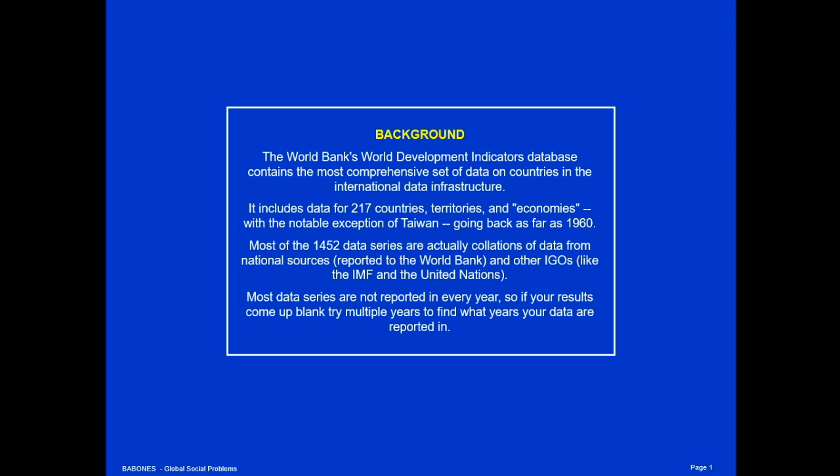Most of the 1,452 data series in the WDI aren't actually collected by the World Bank itself. These are national data that are reported up to the World Bank by the member countries, or they're data that are gleaned from other international data sets published by intergovernmental organizations like the IMF, the United Nations, or the World Health Organization. Note that most data series in the WDI are not reported in every year. So if you do a query and you get lots of blanks, be sure to check alternative years, because the data you're looking for may only be reported once every 5 years or on some other irregular basis.